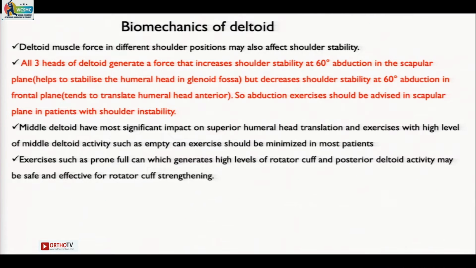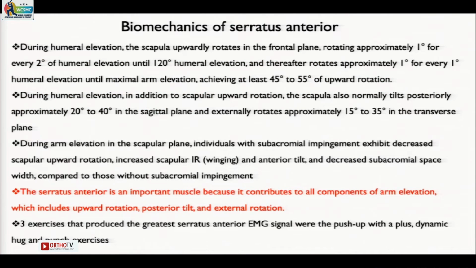For the deltoid, you should not focus so much on deltoid strengthening, because the deltoid causes superior migration of the humeral head. So you should focus more on the rotator cuff and not so much on the deltoid.